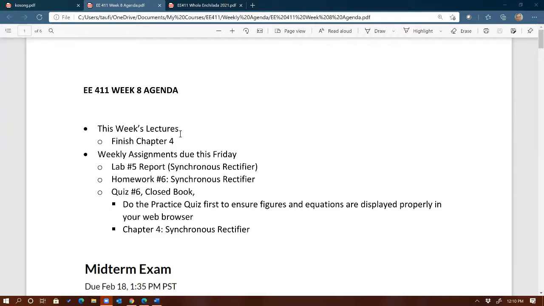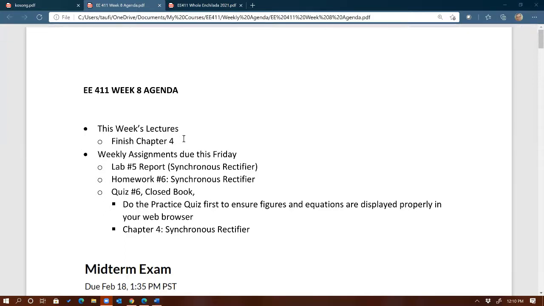For this week, my plan is to finish chapter 4. Hopefully, start the next chapter. I have to decide which chapter I should cover after chapter 4. I'm still debating between 2 different chapters.